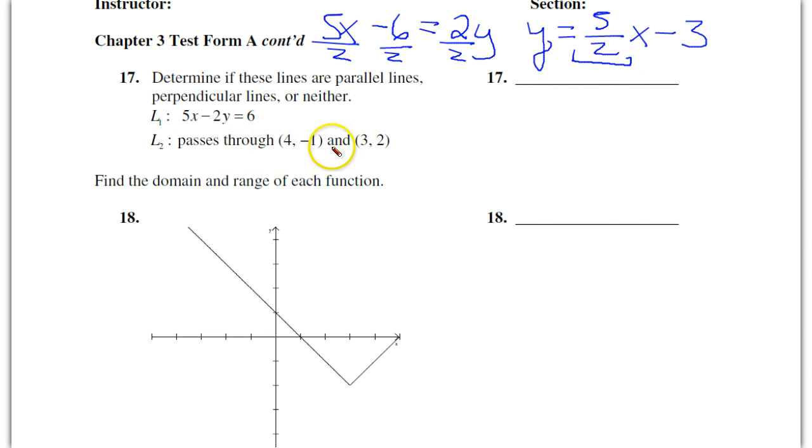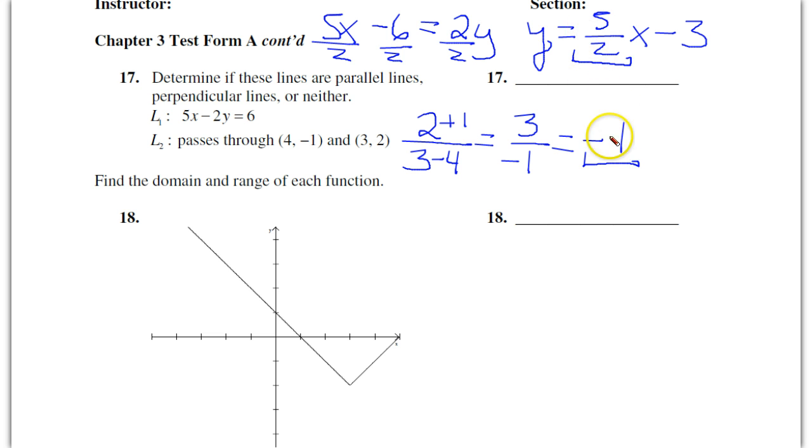So now I have to figure out the slope of this line. So 2 minus a minus 1 makes it a plus 1. 3 minus 4. So this is going to be a 3 over negative 1, which is now a -1. So the slope of this is a -1.